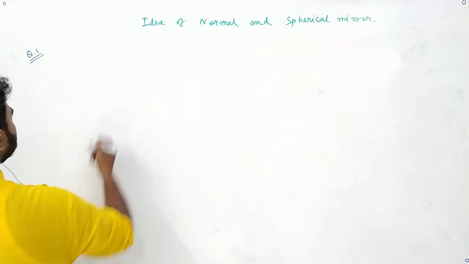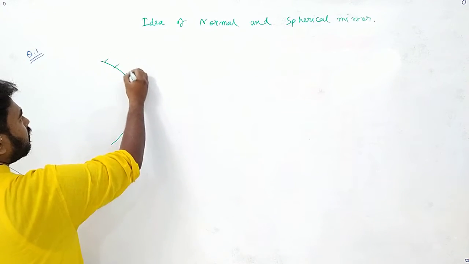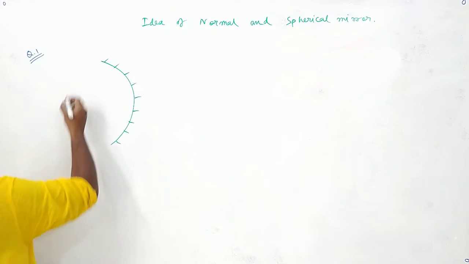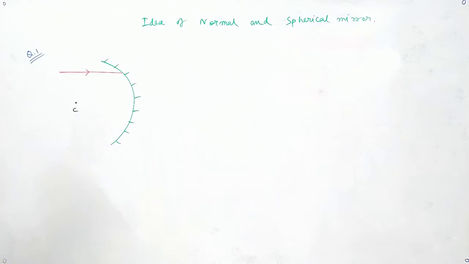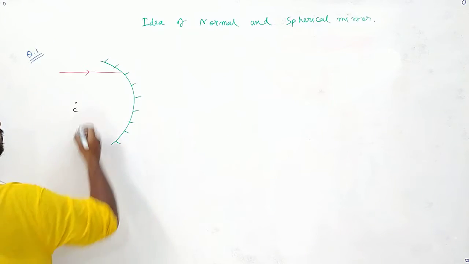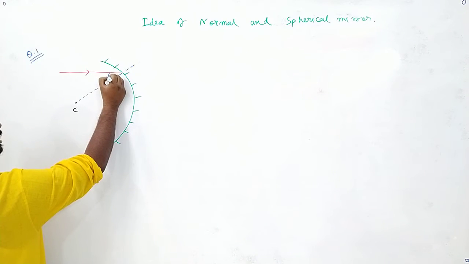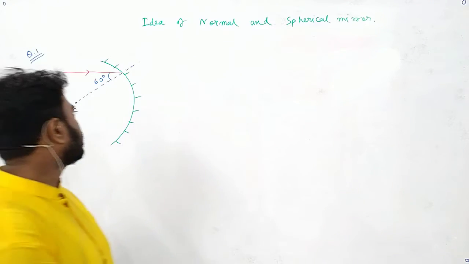Suppose this is a mirror surface and I assume that this is a concave mirror and this one is the center of curvature. A ray of light comes and falls on this surface. If we draw a dotted line here, the angle that it makes with the dotted line is 60 degrees. Complete the figure. This is question 1.